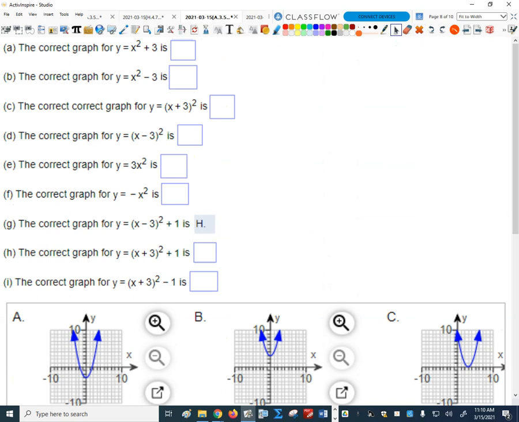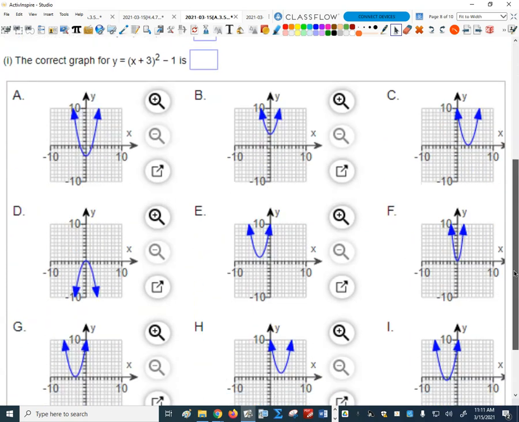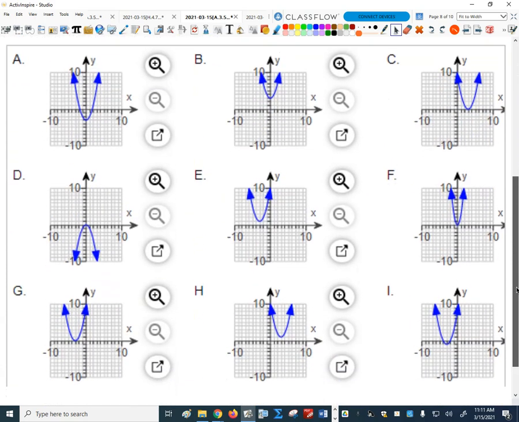Okay. How about, let's do F. So we're looking for y equals negative x squared. Negative x squared. Which one is negative x squared here?